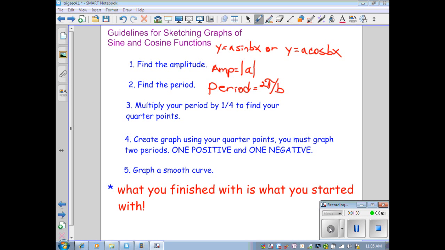Next, create the graph using your quarter points. And we know that what I start with is what I'm going to end with. And what we want to do is graph a positive section, to the right of the y-axis, or a negative section, and that would be to the left of the y-axis. And then we create a smooth curve. And again, recall what you finished with is what you started with. I will put this slide on our group resource page.